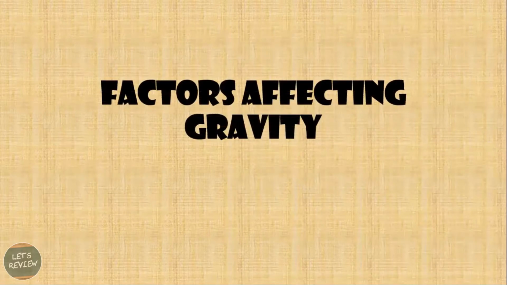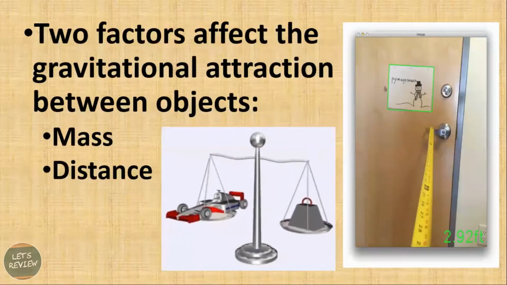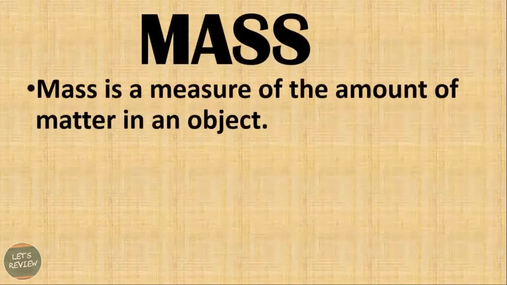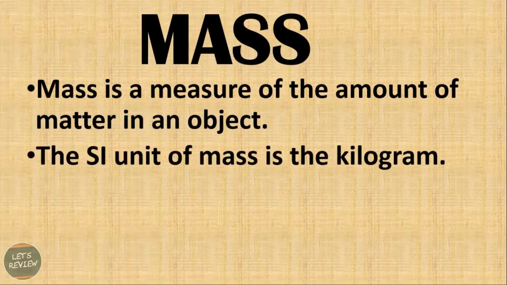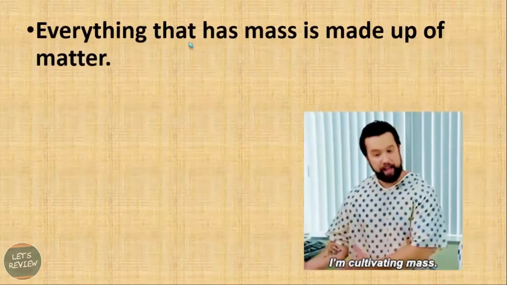So what are the factors affecting gravity? Two factors that may affect the gravitational attraction between objects are the mass and the distance. Mass is a measure of the amount of matter in an object, and the SI unit for mass is the kilogram. One kilogram is the mass of about 400 modern pennies. Everything that has mass is made up of matter. That's the definition of matter.